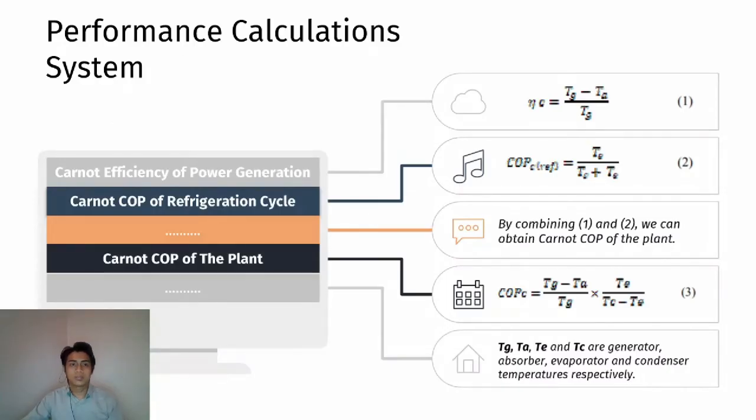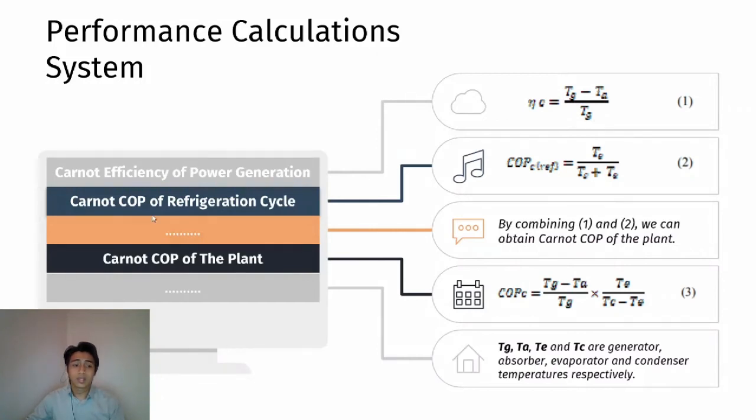For the performance calculation system, I'm going to talk a lot about the formula used. So the first formula is about the Carnot efficiency of power generation, as you can see at number 1 here. This is the formula: Tg minus Ta over Tg.